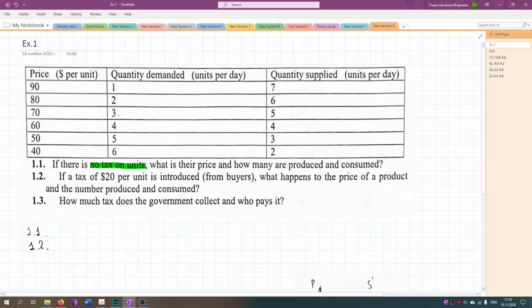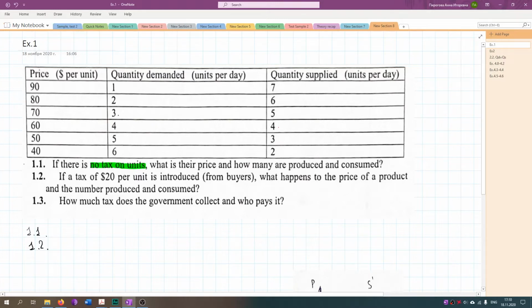Hello guys, today we are going to discuss tasks from this seminar, and in the first exercise we are given a table with quantity demanded and quantity supplied. And we have to find the price and how many units are produced and consumed.